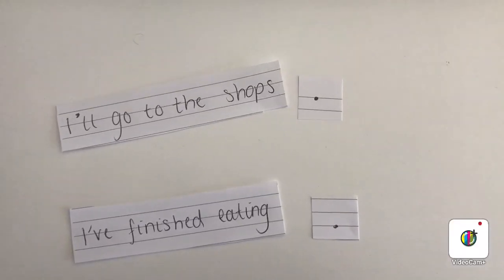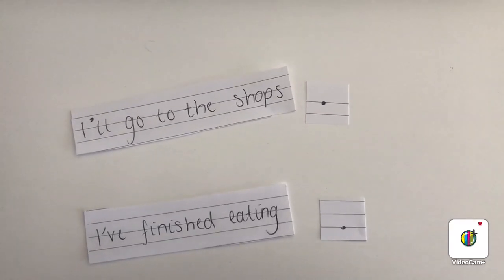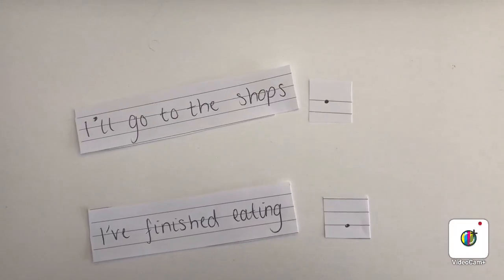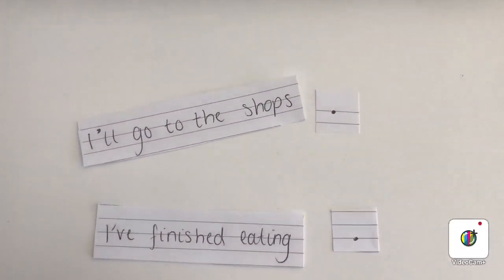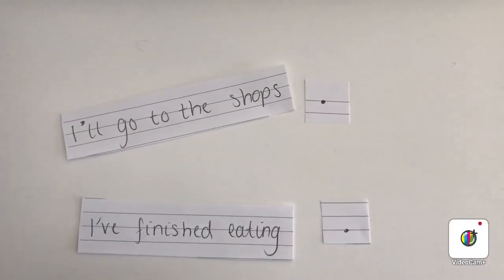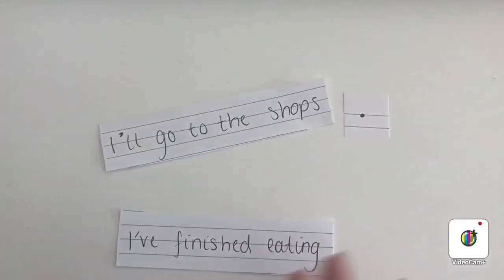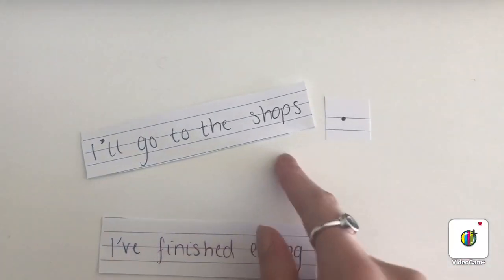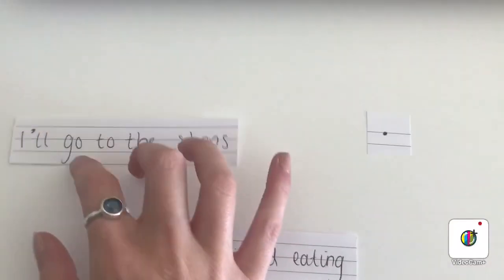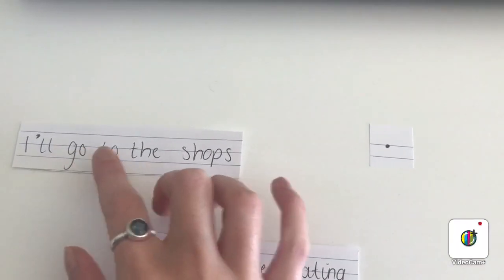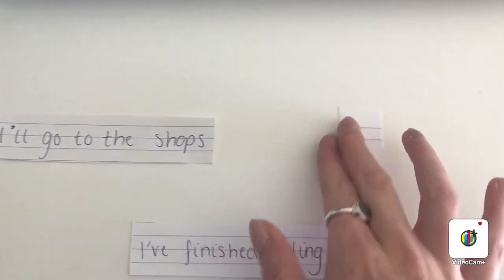Now let's have a look at the conjunctions after, before and when. I've got, I'll go to the shops. I've finished eating. Now, I've finished eating doesn't really make sense on its own. So let's see how we would do this. I take my sentence. This is what we call a main clause. This would always come first, and this is the part that makes sense on its own and is a sentence. I'll go to the shops.